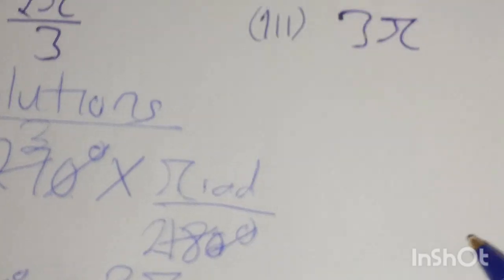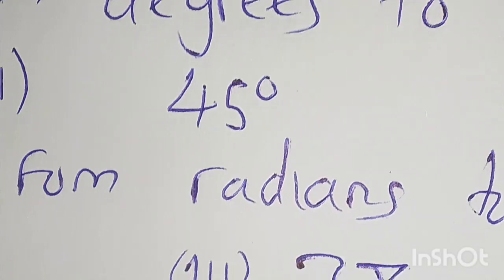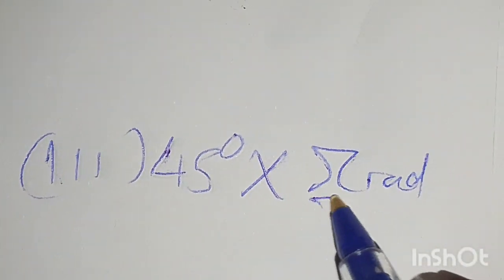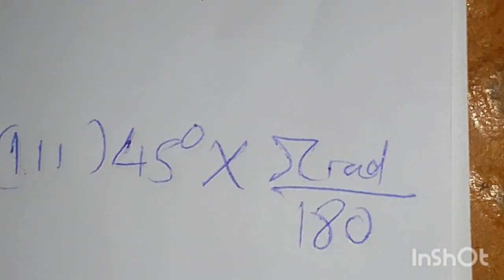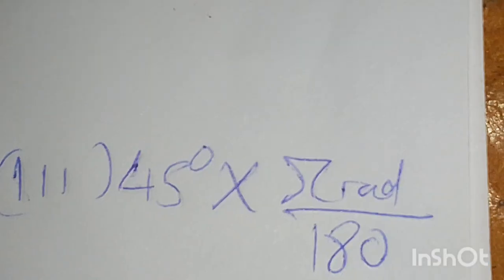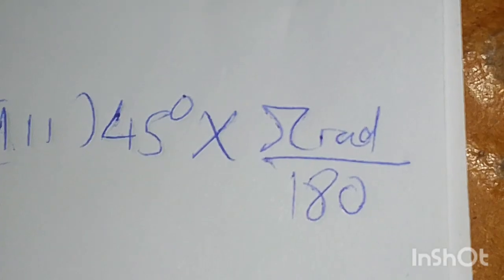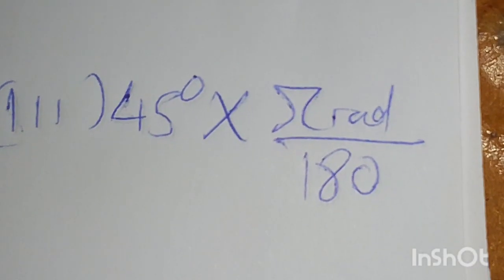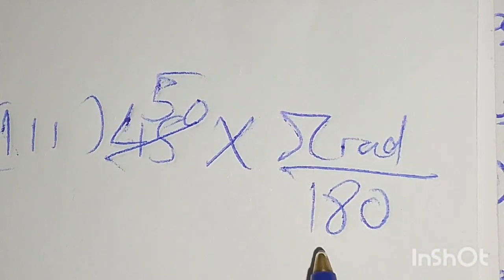Then let's do our third one. Our third one, we have been given 45 degrees. So for 45 degrees, you also multiply it by pi radians over 180. You first have to ask yourself, what number can go into 45 and can also go into 180? So you first go 9. 9 can go into 45. How many times does 9 go into 45? It's 5 times here.